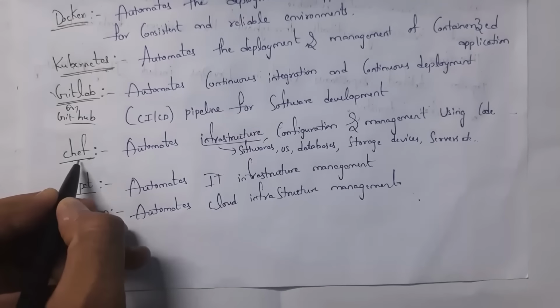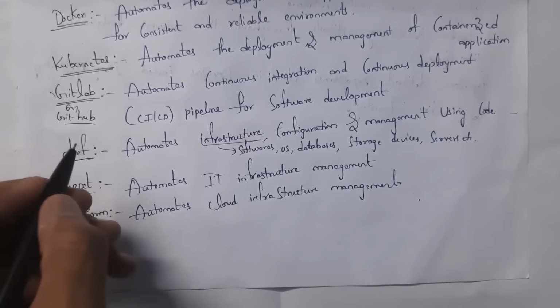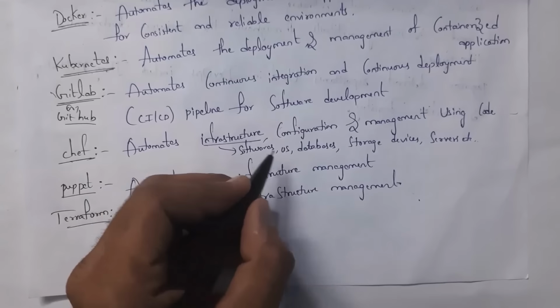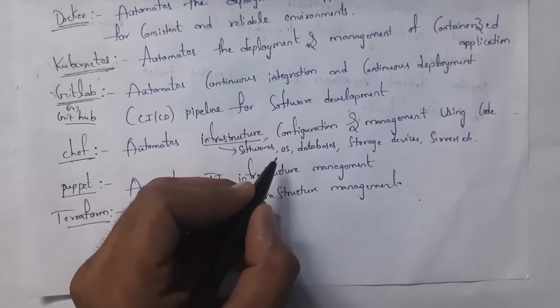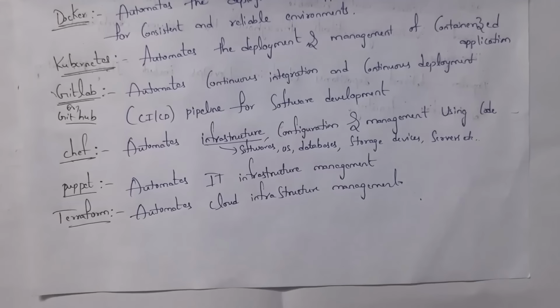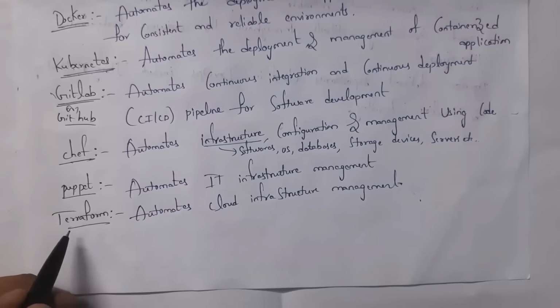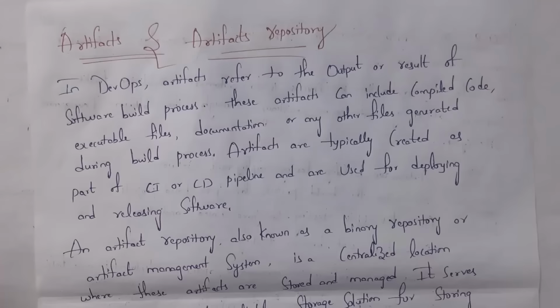Whereas this Chef is an infrastructure configuration and management tool, that is, we can configure software, databases, storage devices, servers, etc. And this Puppet tool is an IT infrastructure management tool, whereas Terraform is a cloud infrastructure management tool. These are various tools that we use in DevOps.